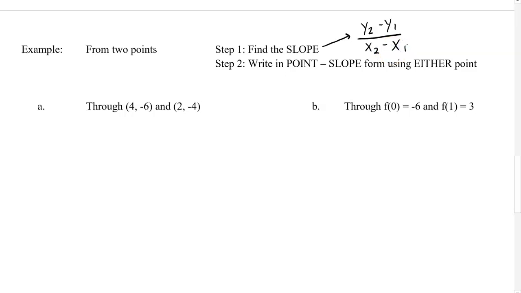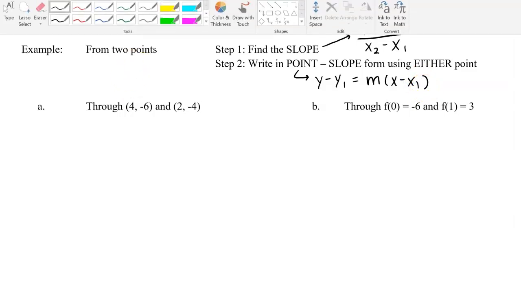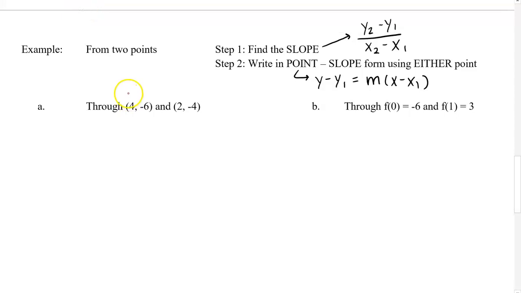Then we are going to pick either point and write the equation in point-slope form: y minus y1 equals m times x minus x1. So to begin, I'm first going to label my x and y coordinate of my first ordered pair, x1, y1, and my x and y coordinate of my second ordered pair, x2, y2.